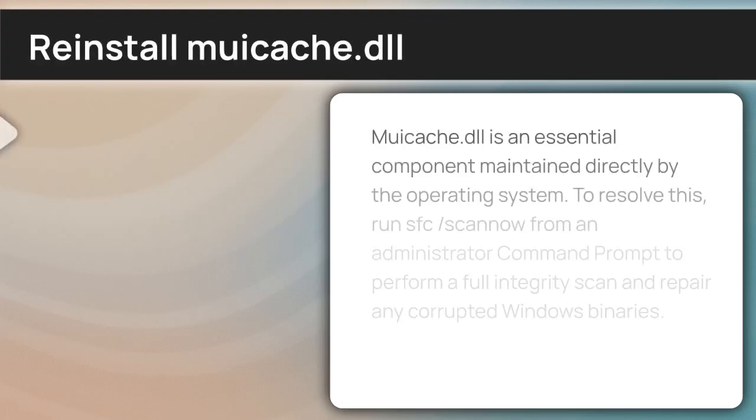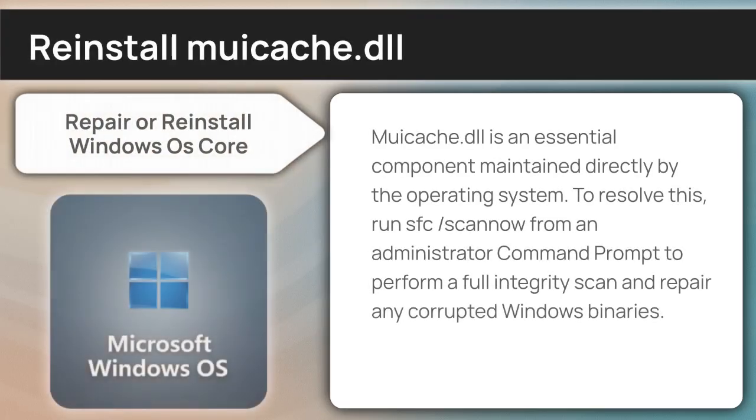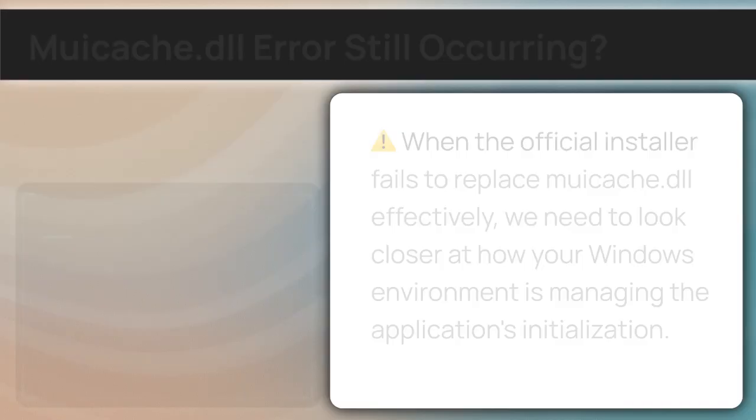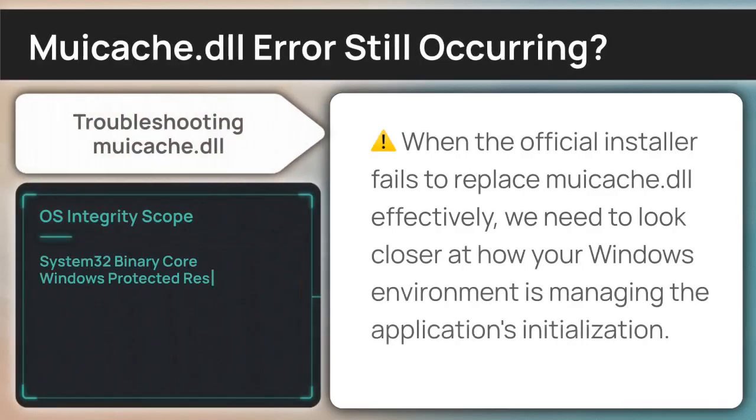MUI Cache is an essential component maintained directly by the operating system. To resolve this, run sfc /scannow from an administrator command prompt to perform a full integrity scan and repair any corrupted Windows binaries. If you're still finding yourself stuck after the reinstall, our next priority is to check for any active blocks in the system path.